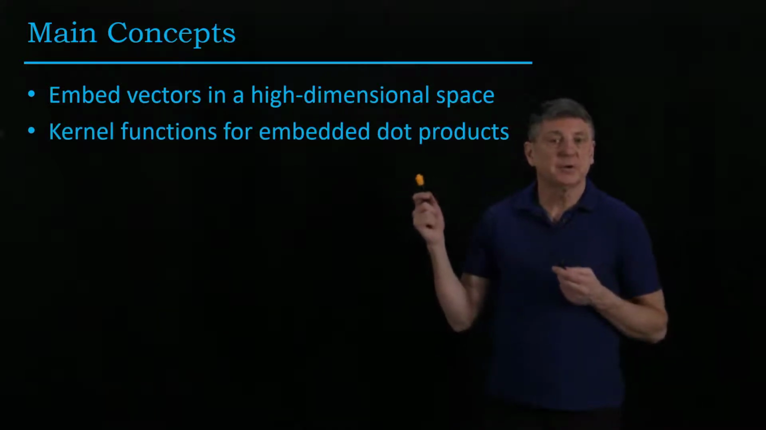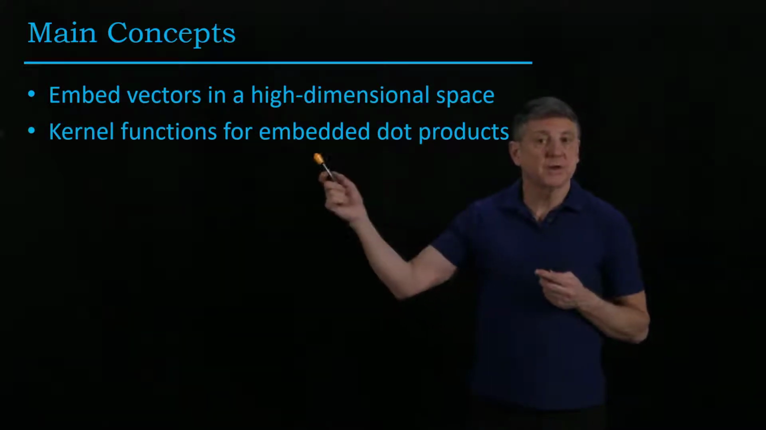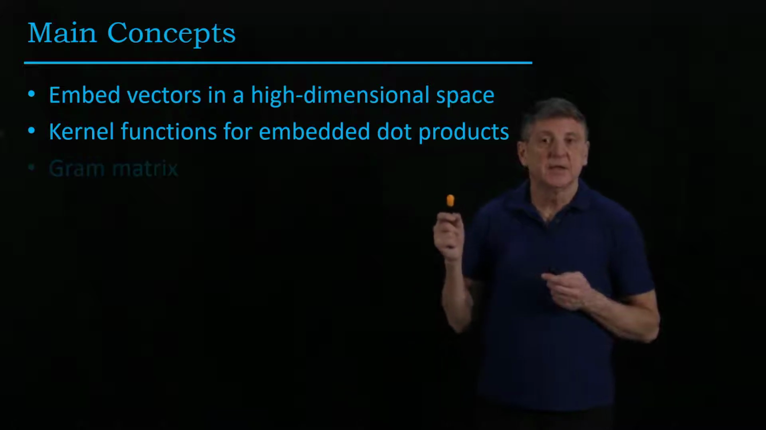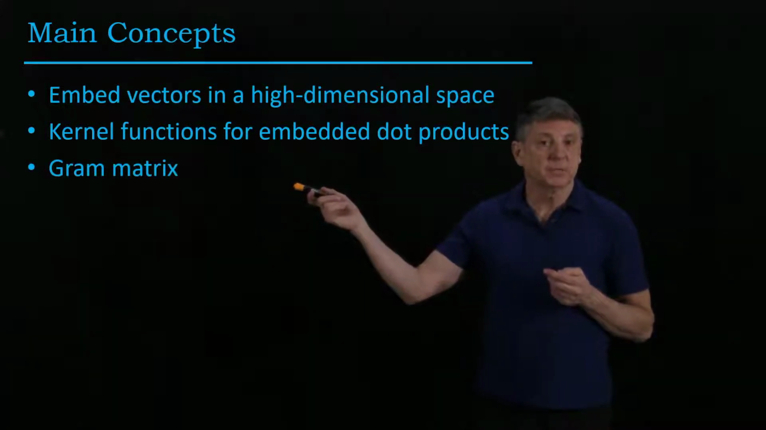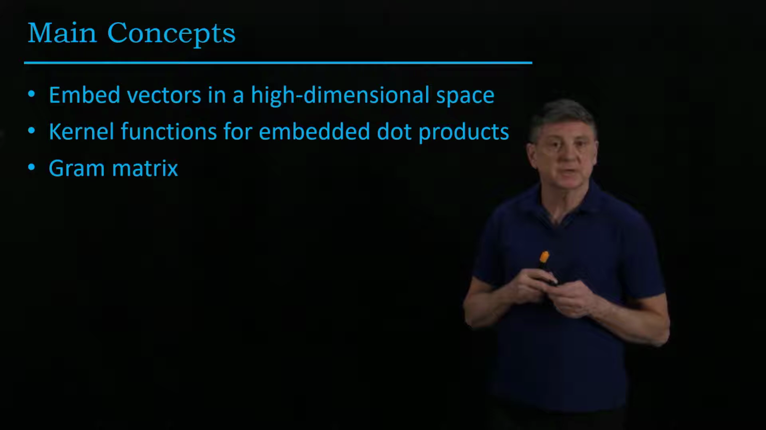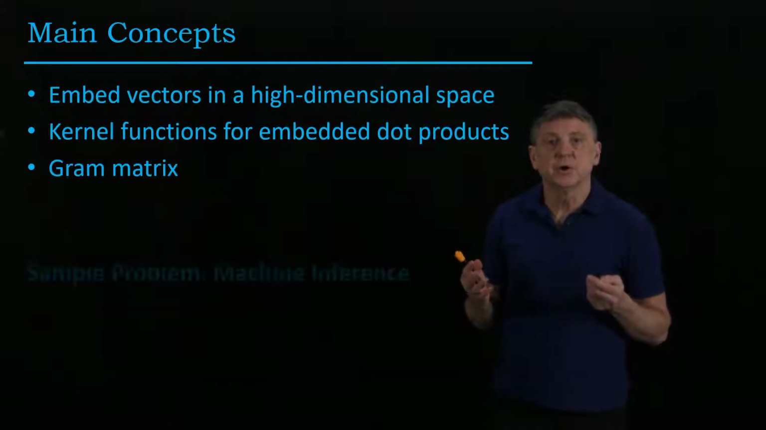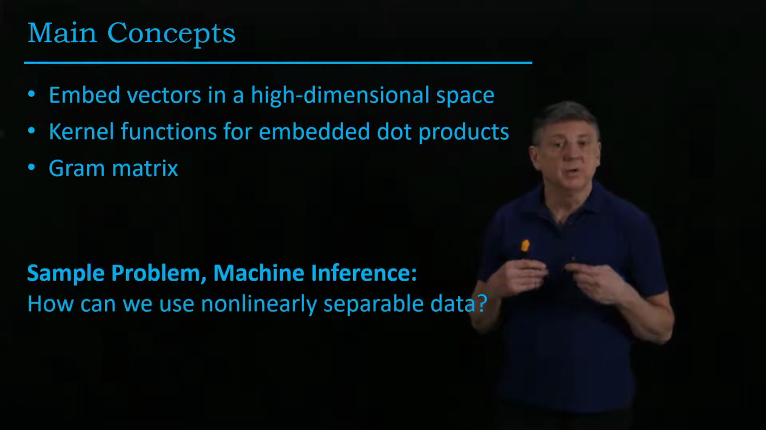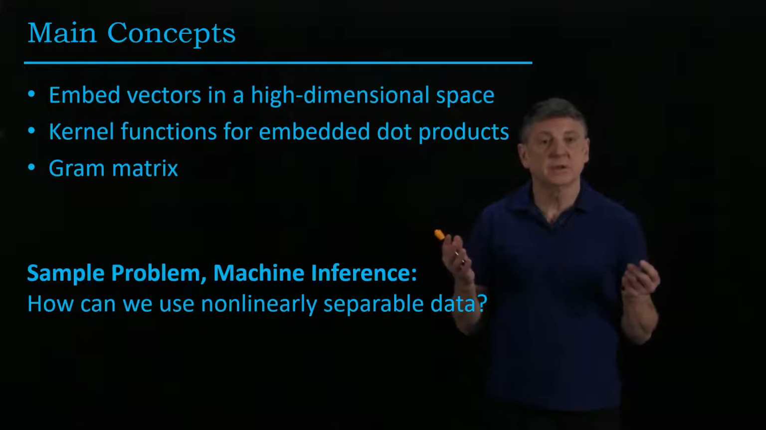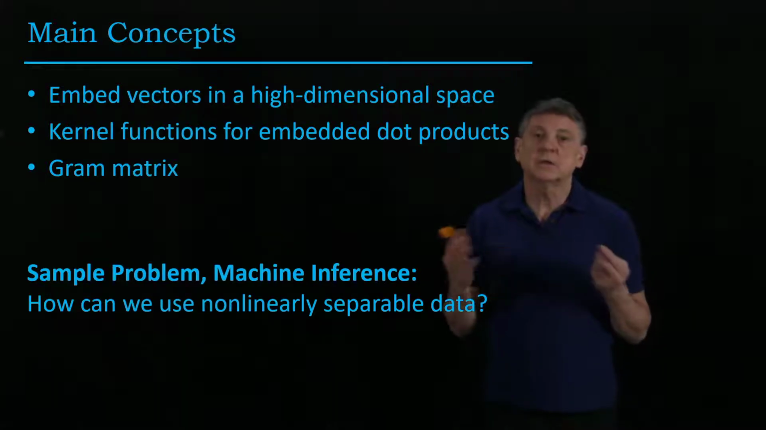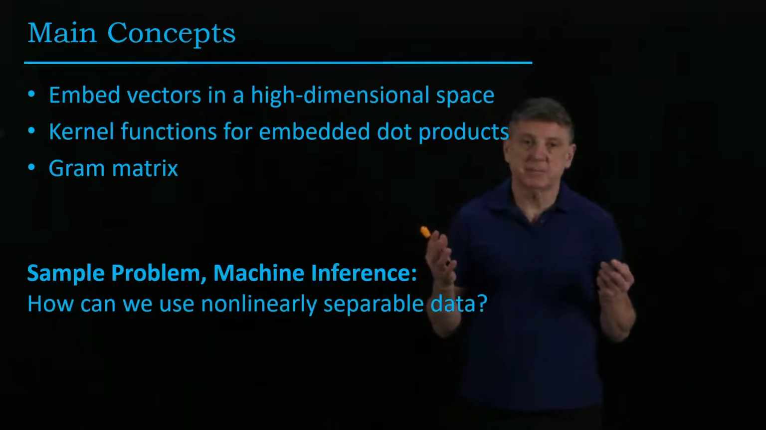And we'll define a kernel function for the dot products of vectors that have been embedded. This will lead us to a very powerful concept called a Gram matrix. As we go through this lecture, we can keep in mind a problem, which is how can we use data that are not linearly separable? Let's explore a simple two-dimensional example.